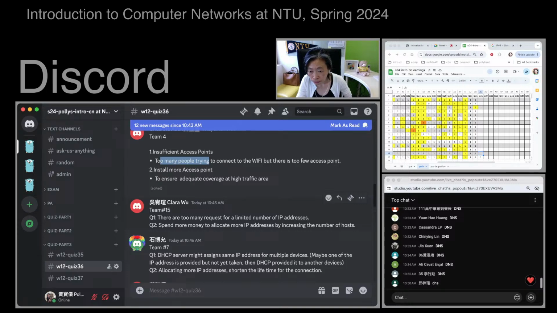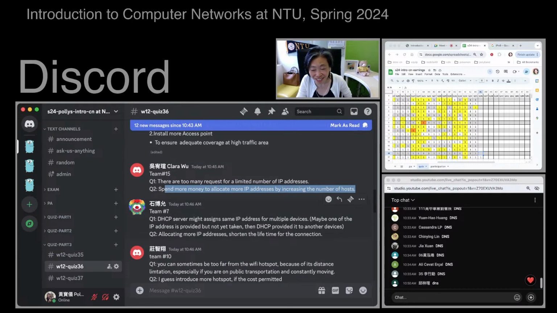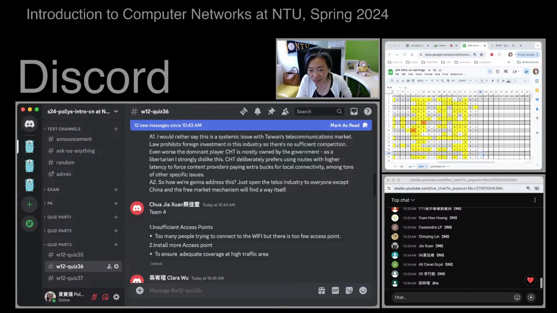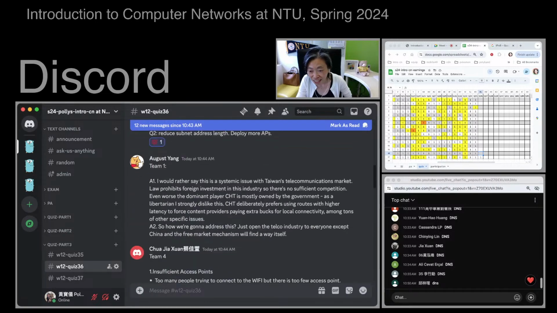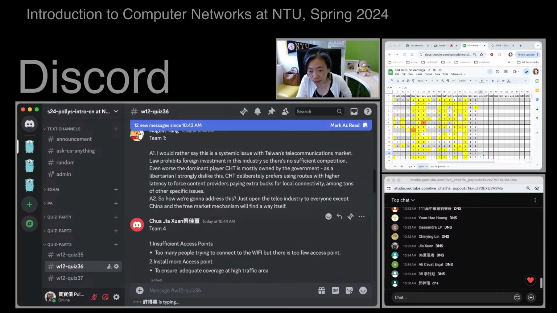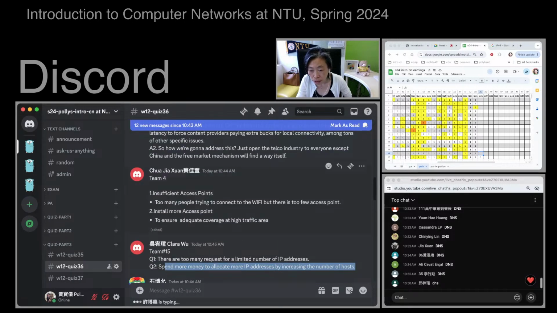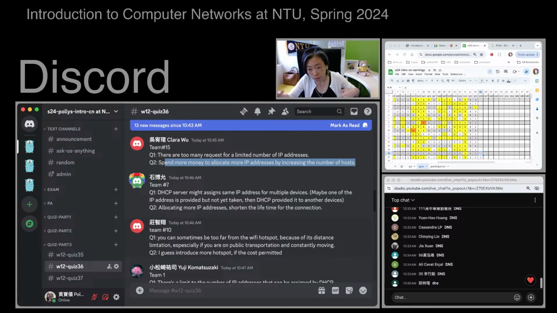Team 15. There are too many requests for a limited number. Okay. Spend more money to, okay, increase the number of hosts. Obviously. So team 15 nicely aggregated team 2 and team 17's solutions or observations. Okay. So team 4, think about it. I think you were probably thinking that it's a bigger crowd and therefore it expands a bigger space, and therefore having more access points makes sense because the coverage is bigger. Okay.